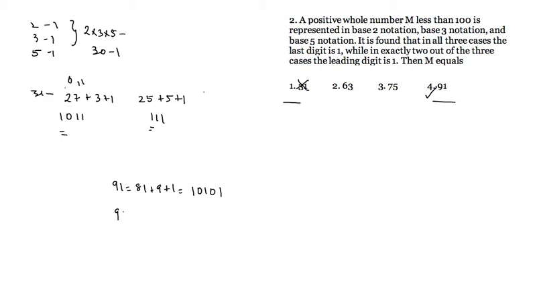If I write 91 in base 5, that will be 75 plus 15 plus 1. 75 is 3 into 5 square, so that's 3, and then 3 into 5 and 1. So as you can see, in base 5, the leading digit is 3, and hence the answer is option 4.